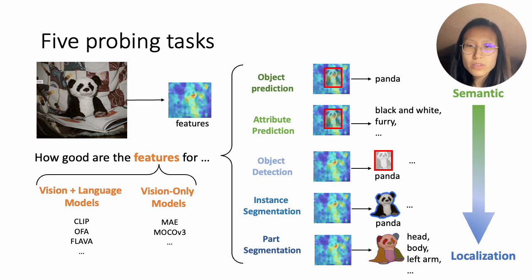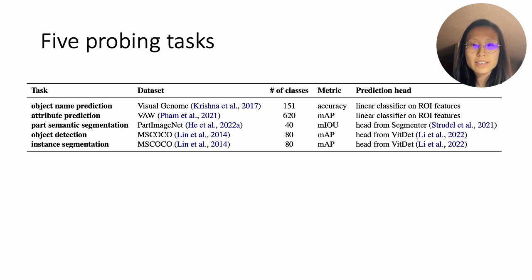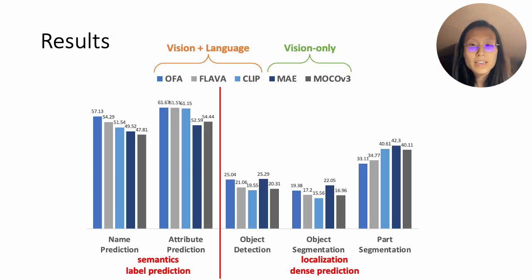We want to discover the characteristics of each model on these different aspects. Here is a list of more details about the datasets, the evaluation metrics, and the probing heads for each of the 5 tasks. Here come our major results.